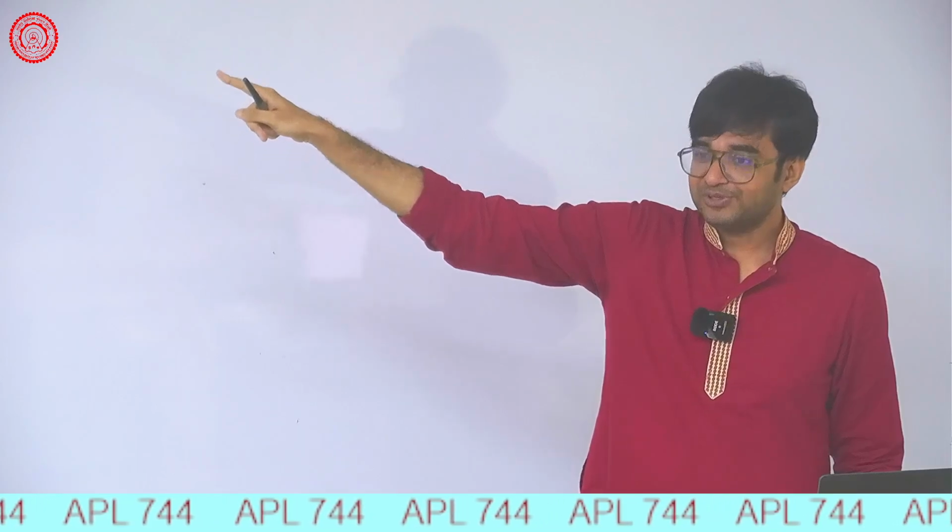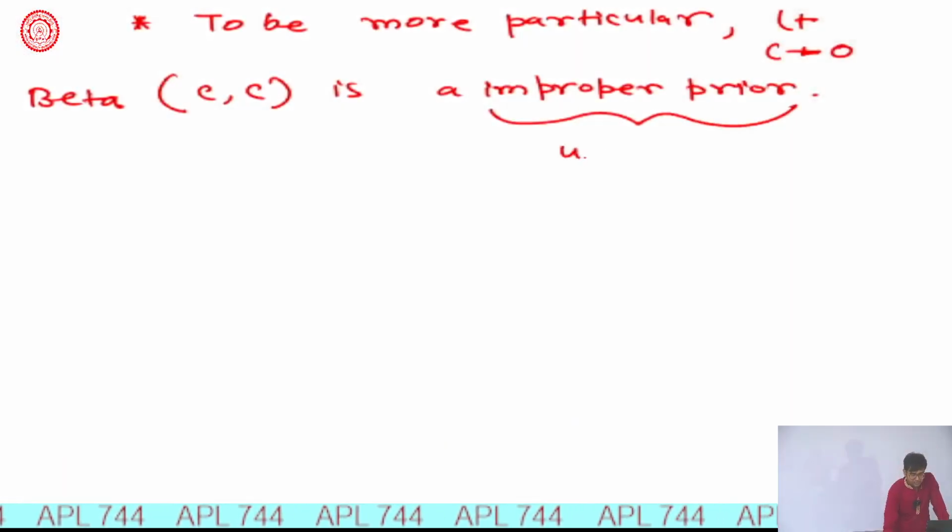So, in the limiting condition also this is an improper prior, which means you can write down the expression theta to the power minus 1 as a valid thing, but in the denominator you cannot find it out. So, it is unnormalized. Improper prior means unnormalized.